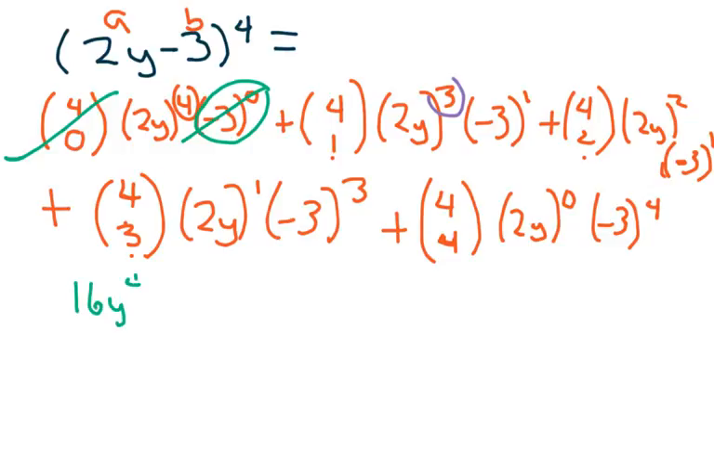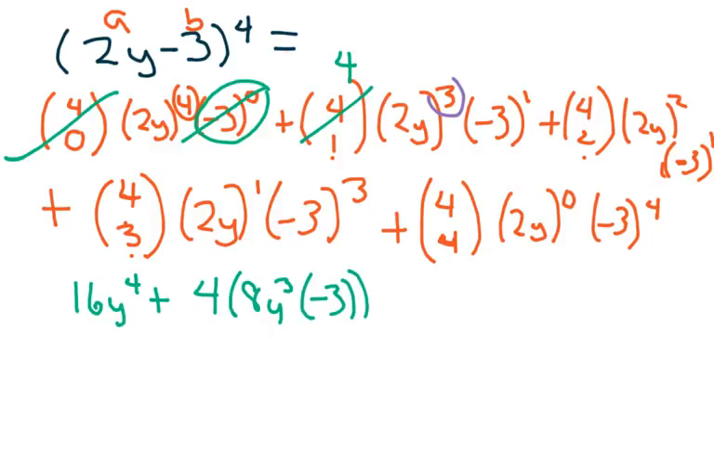Y to the fourth. Okay. Plus, and we're going to have a negative here. So this equals 4. So I'm just going to write this whole thing out. We're going to have 4 times 8y cubed times negative 3. All right, so all this is going to equal 96. I'll do that later.